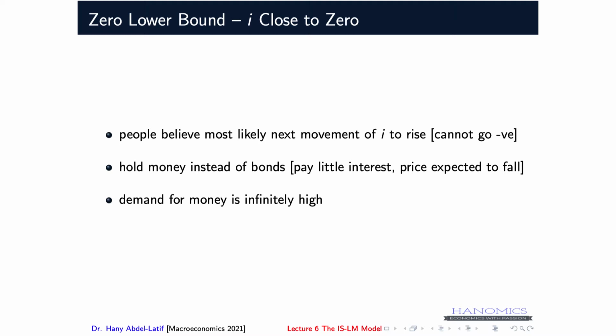Why? Because at this point, given that the interest rate is zero, the return on holding bonds is zero, and holding cash or money is the same. So the reason they are indifferent here is that both money and bonds would pay the same interest rate, which is basically zero. So in this case, the demand for money is infinitely high.